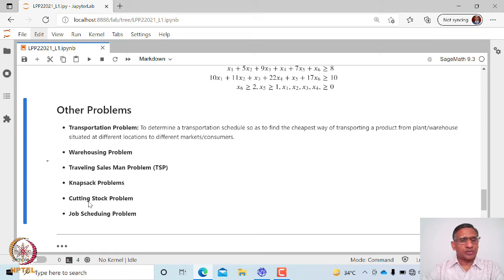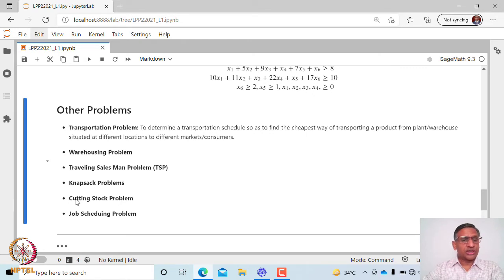Then you have the cutting stock problem, which is very important in industry. Generally, industry will get a big sheet of, let us say, metal, from which they have to cut small pieces, where each piece will have a certain requirement. Let us say the requirement is 10 inch, 8 inch, 9 inch width, and they have to cut these. And then of course there will be a requirement of how many 10 inch sheets are required, how many 8 inch sheets are required, and things like that.